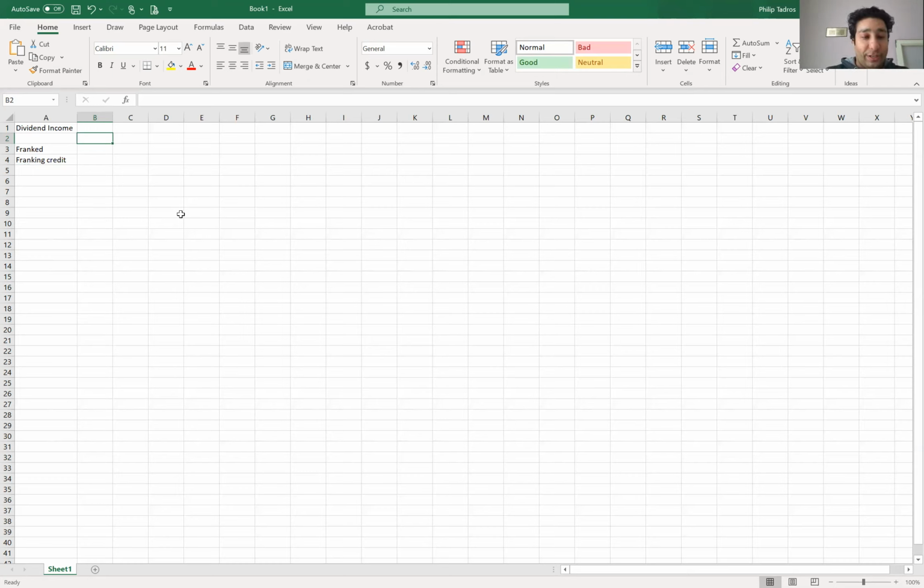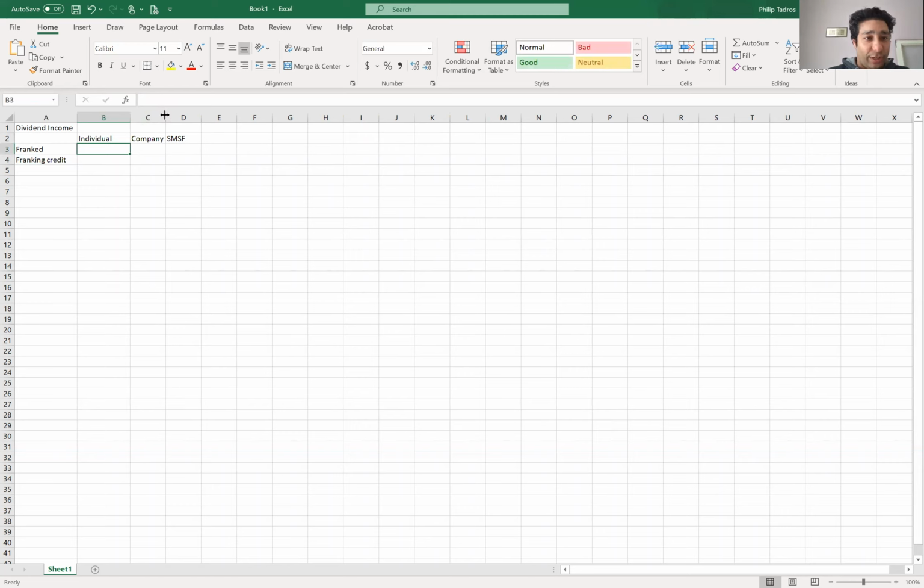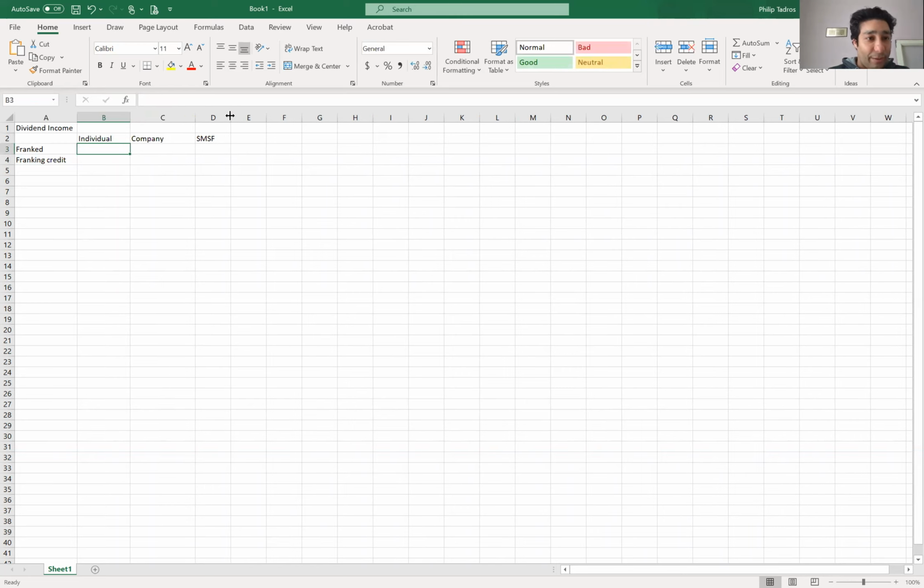Now, I'll show you a simple exercise. Individual shareholder, company shareholder, and self-managed superannuation fund shareholder or SMSF shareholder. Now I'll maximize these things.